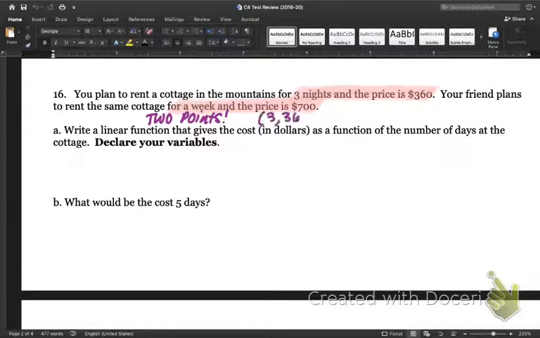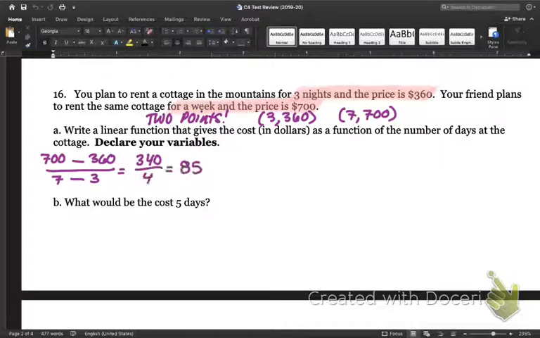So I'm going to rewrite them as ordered pairs. And from here, I can now proceed to write the equation. So anytime, no matter what, if I'm given 2 ordered pairs, the first thing I have to do is find the slope. So let's find it. Right, so my slope is 85. So that is going to be the cost per night. But we have to be careful because usually these problems have one of those hidden y-intercepts.